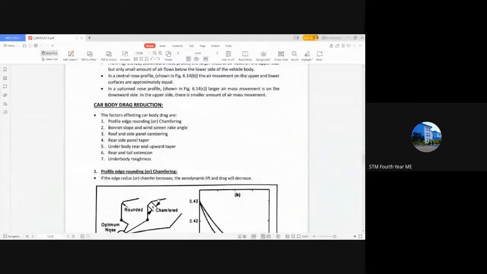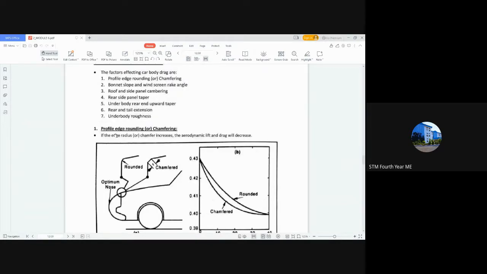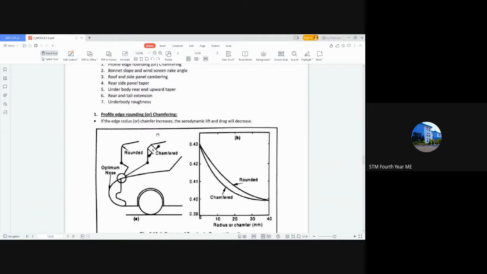Next, how to reduce drag. We have two aerodynamic properties occurring in the car: one is aerodynamic drag, while the other is aerodynamic lift. So how do you reduce the drag, or what are the components that influence drag conditions and reduce drag? The first condition is profile edge rounding or chamfering.